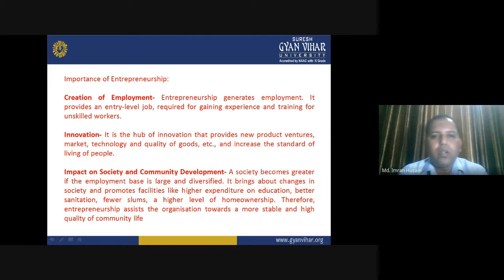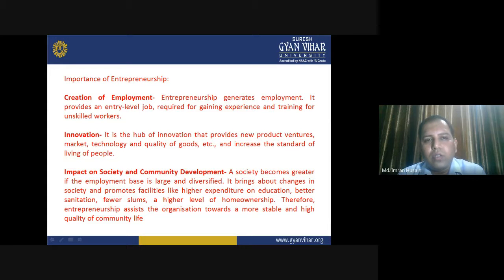So, what is the importance of entrepreneurship? Creation of employment. Entrepreneurship generates employment. It provides an entry level job required for gaining experience and training for unskilled workers. Innovation. It is a hub of innovation that provides new products, ventures, market technology, and quality of goods, etc., and increases the standard of living of the people.